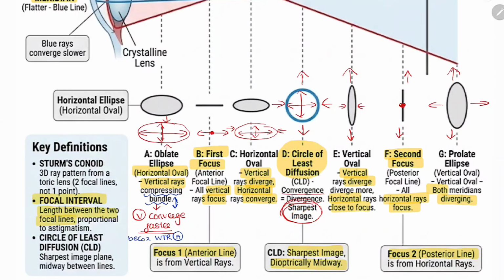Next one is the vertical oval. Vertical oval means the vertical rays are still diverging and the horizontal rays are converging, reaching close to the focus. So, we get a vertical oval. Next one is the second focus, where the horizontal rays converge and focus while the vertical rays are diverging; that is the second focus or the posterior focal line. Last one is the prolate ellipse or vertically oval ellipse, where the vertical rays are diverging and the horizontal rays have started to converge, so we will get a vertically oval ellipse.